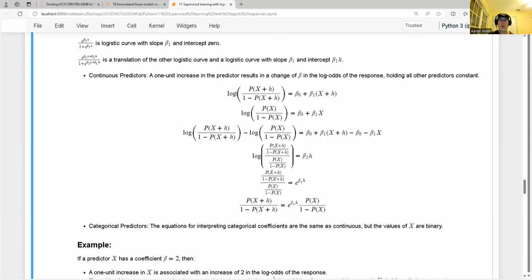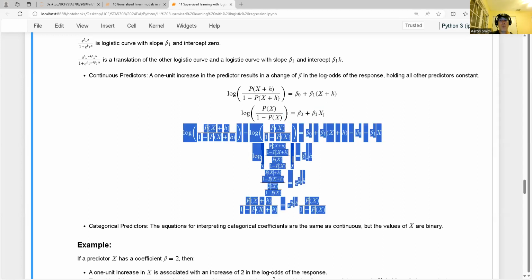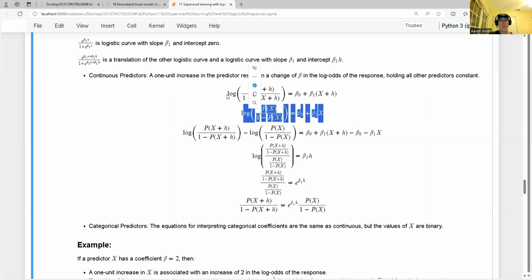All right, so now here I've only got one predictor variable to make things as simple as possible. And I've got the log of this. You'll notice I've got the x plus h in here. It's a translation. Here I got regular old x. Now I've got log on the left, and I've got just straight add-ins on the right hand side. So let's go ahead and subtract this equation from this one. Okay, so then I've got log minus log equal to all this.